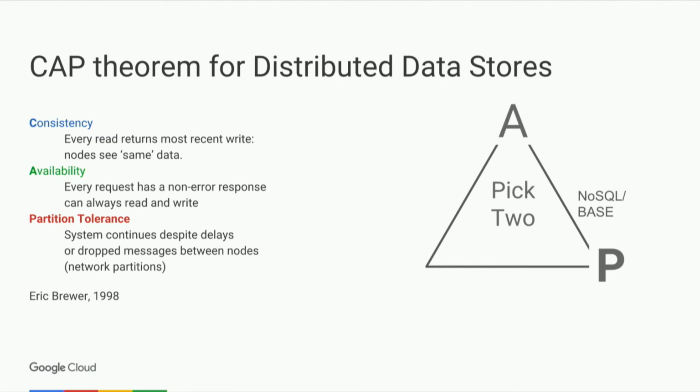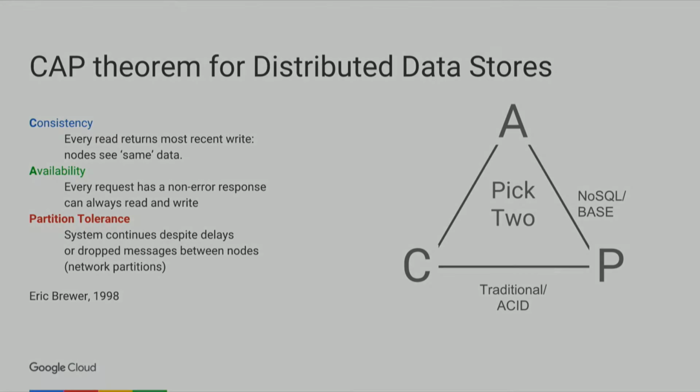The isolated nodes have to catch up with data written to other nodes when the network recovers. Traditional ACID databases sacrifice availability to preserve consistency. Should a partition occur, the database simply stops being available and all requests will return errors. So, does Cloud Spanner break the CAP theorem?